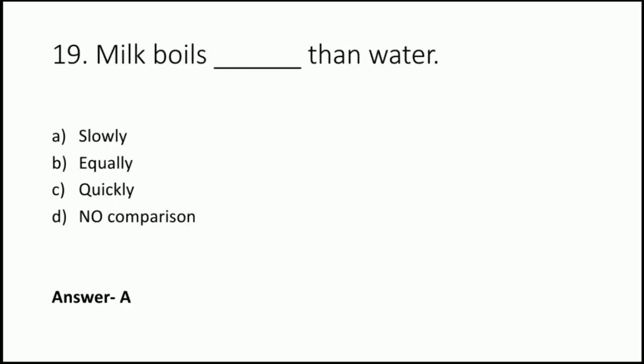Next question is, milk boils dash than water. This concept I have covered in lecture 1 in the series of food fundamentals, where we talk that if we increase the amount of solutes, there will be an elevation in boiling point. As the amount of solute increases, the boiling temperature of a particular solution will also increase. Water does not have so many solutes, while milk has a lot of solutes. It has protein, sugars, calcium, and a number of minerals. So that is why it has more solutes, so its boiling point will be higher as compared to water. Therefore the answer is option A.